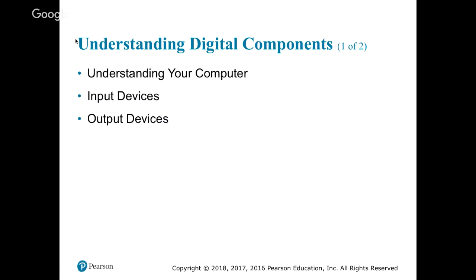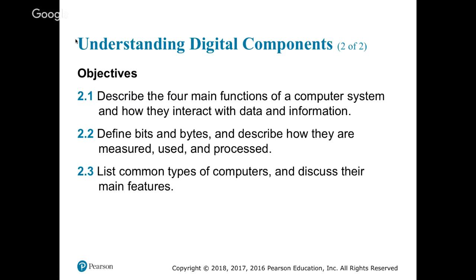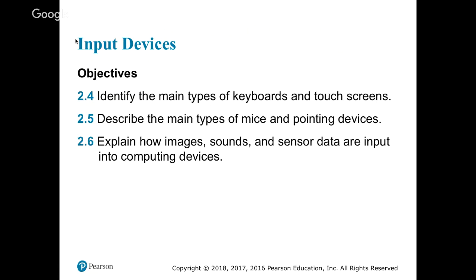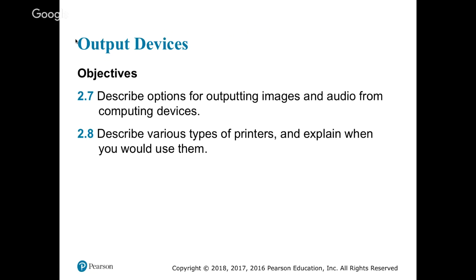So we're going to look at understanding computers, what input devices are, and what output devices are. Some of the objectives here are the 4 main functions of a computer system and how they interact with data and information. We'll look at defining bits and bytes and how they're measured, listing common types of computers and discussing their main features. And then look at types of keyboards and touchscreens, of which there are tons of different types. Describe the main types of mice and pointing devices, images and sounds and sensors, and how they are used in computing. And then outputting images and audio, and the various types of printers and why we use them.